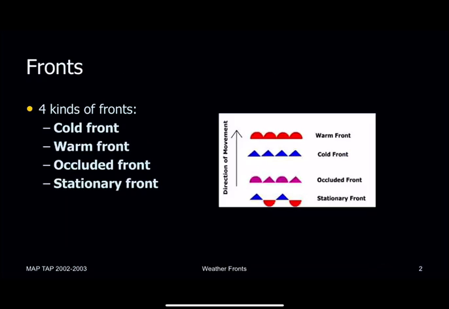There are 4 types of fronts. There's a cold front, a warm front, an occluded front, and a stationary front. You will need to know each as well as the lines that form the fronts. Notice the picture to your right. These pictures, these lines, represent each front on a map. You will need to know each.